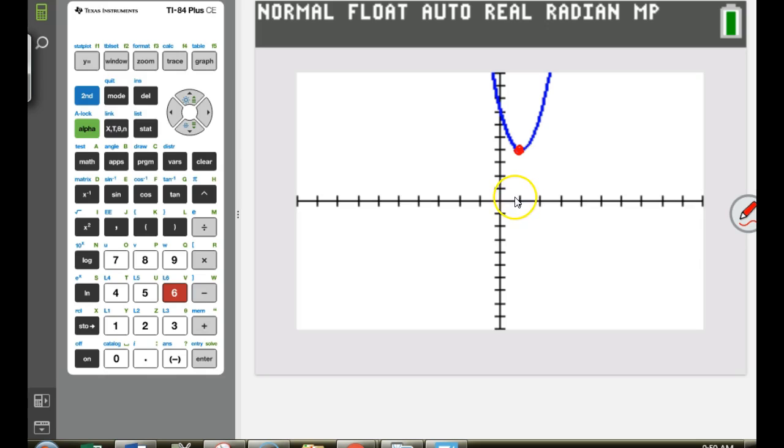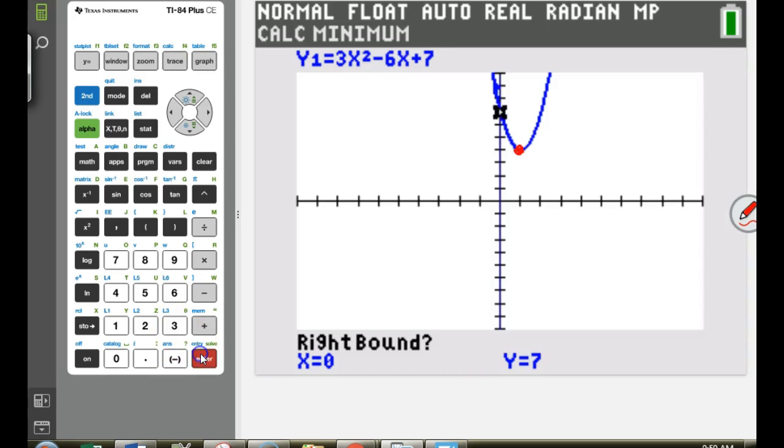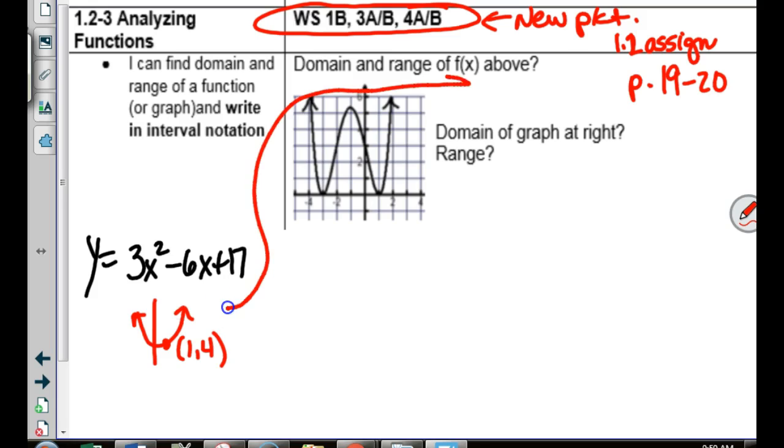So we could do some negative b over 2a garbage, but we could also just find it on this calculator. It's going to be called what on this one? The minimum? Okay, I got 1, 4. Yes? So the minimum is at 1, 4. Okay. So tell me the domain and range for that question. That's this one right up here.